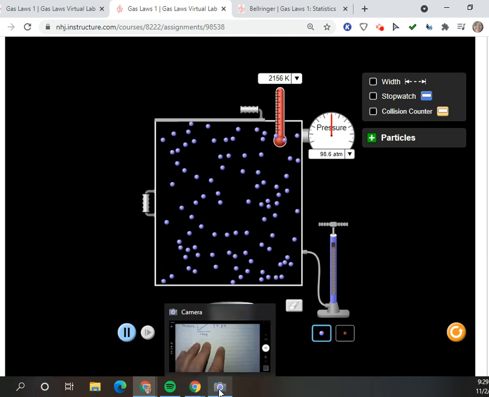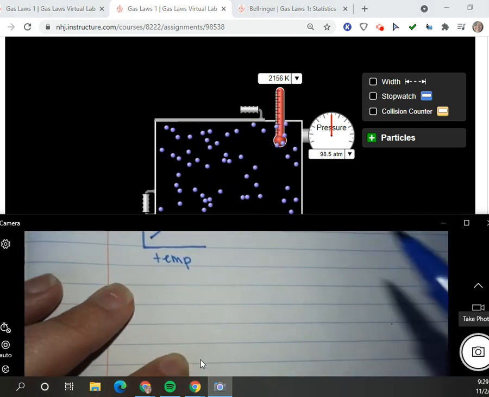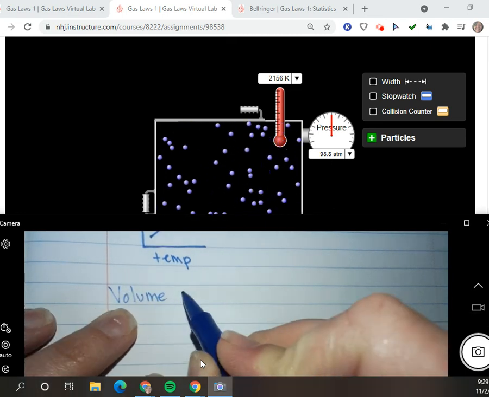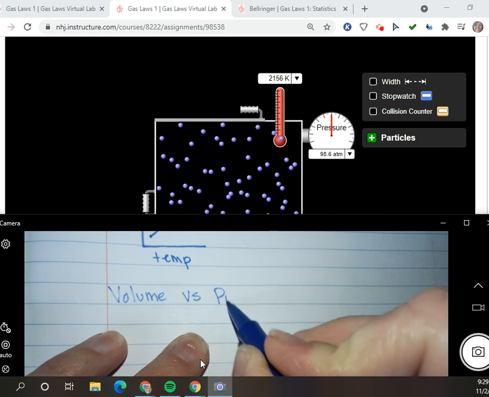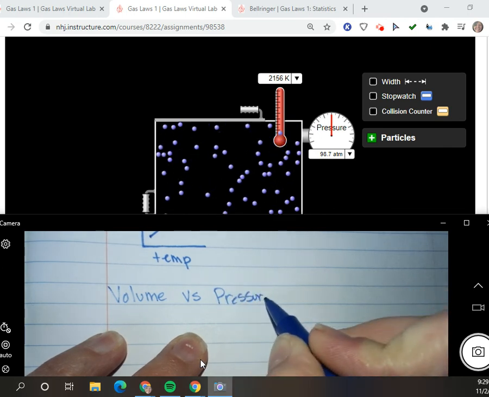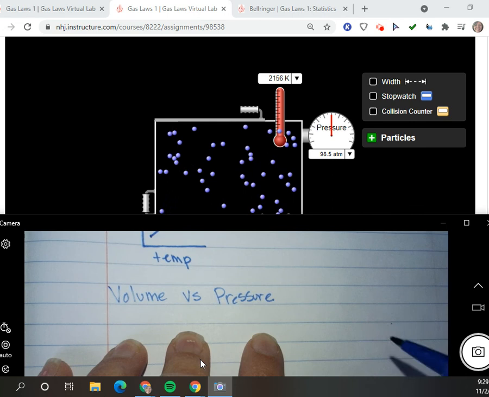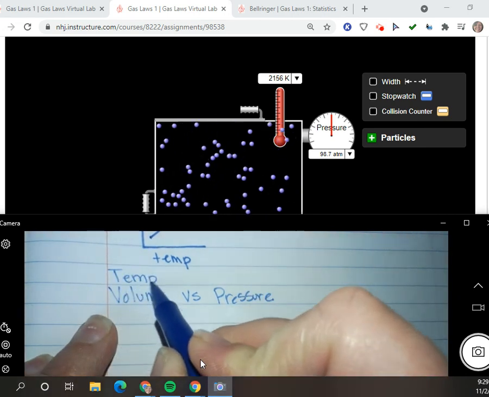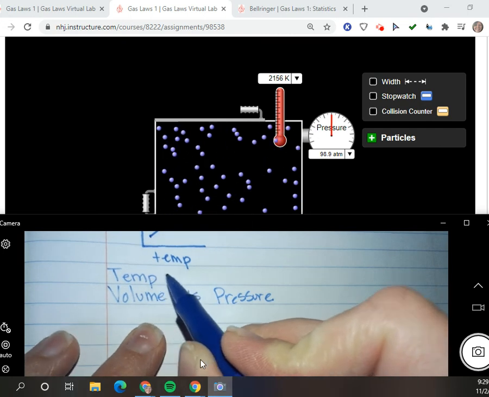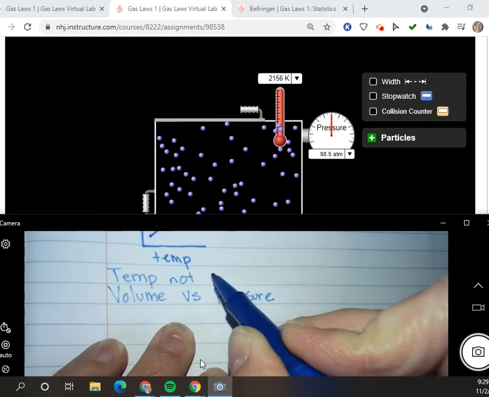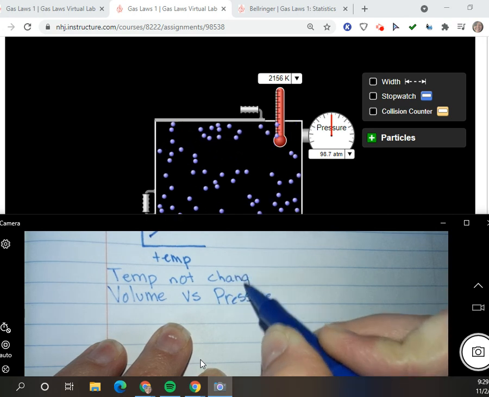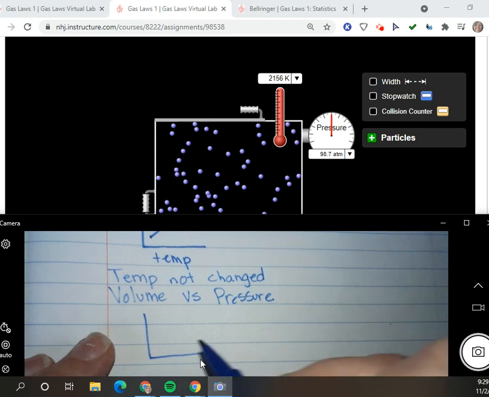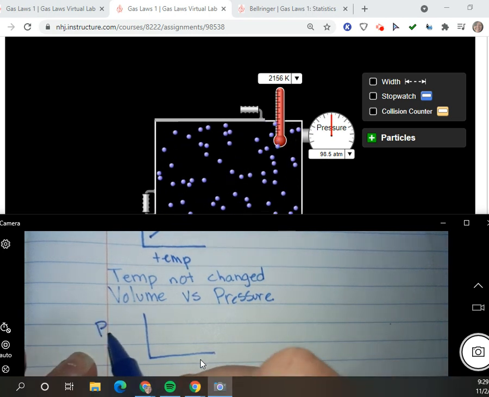We do not have a graph with volume and pressure yet. So we'll say volume versus pressure. Did we do anything to the temperature on this one? No. So we could even say temperature constant, or temperature not changed by us. Okay, so volume and pressure. We'll have our generic graph, and we'll just keep pressure over here like we have been.